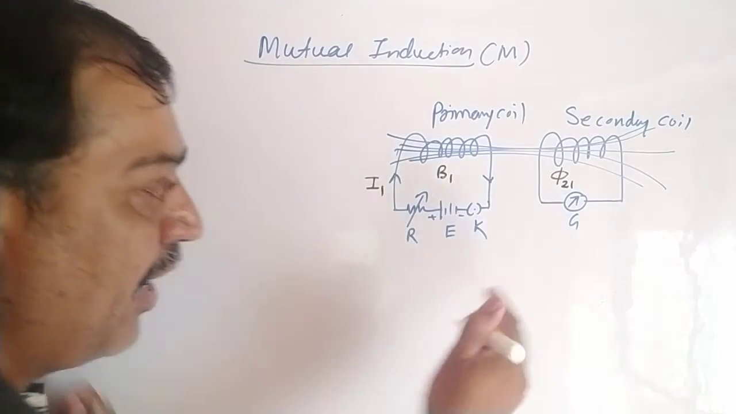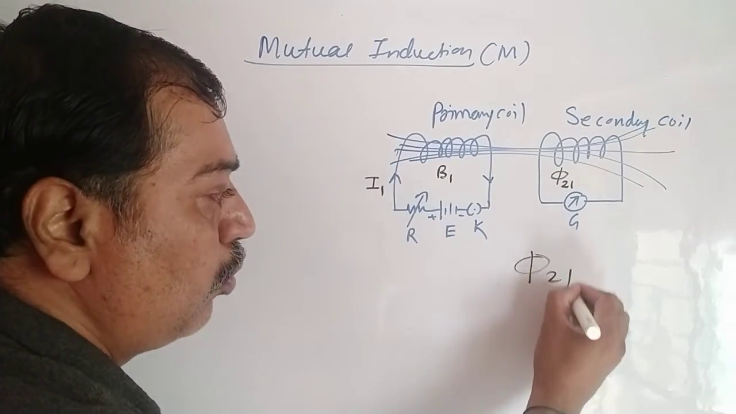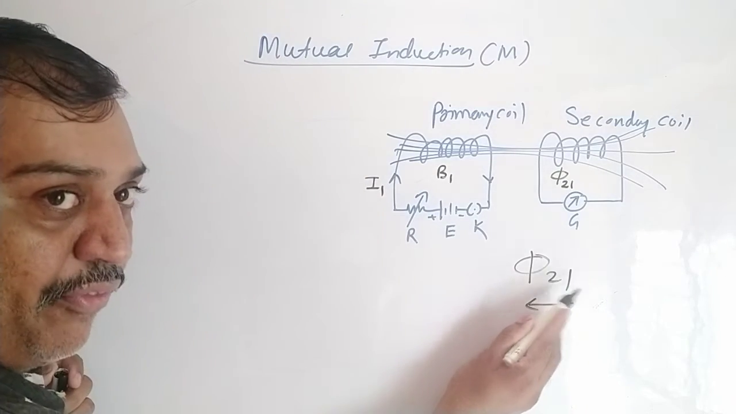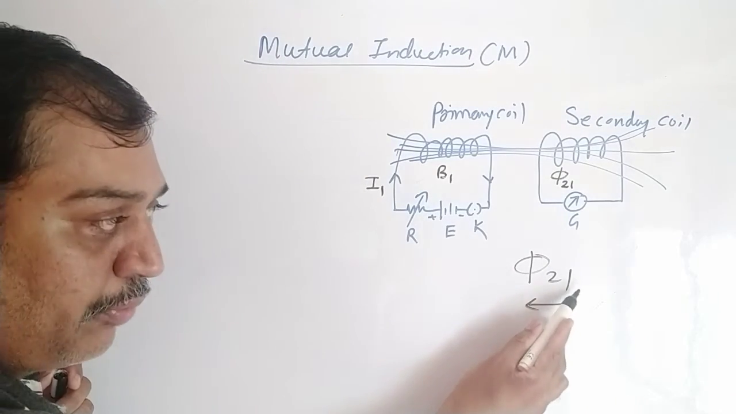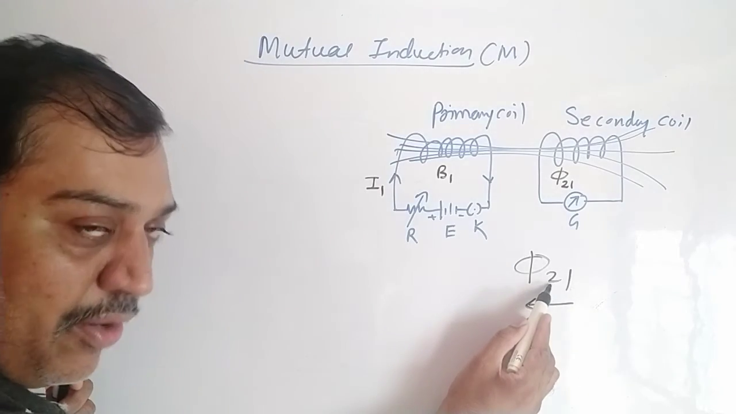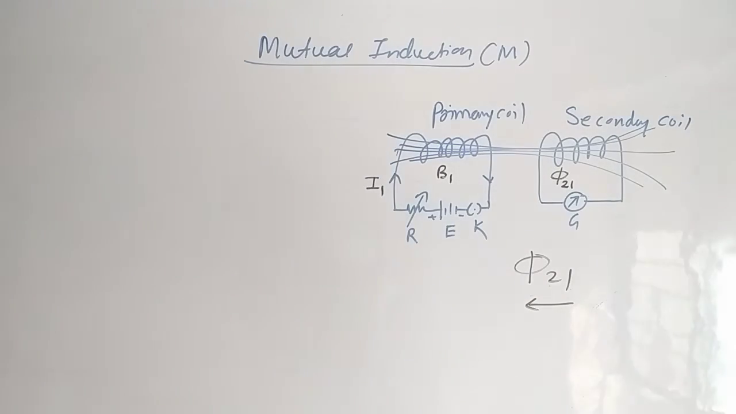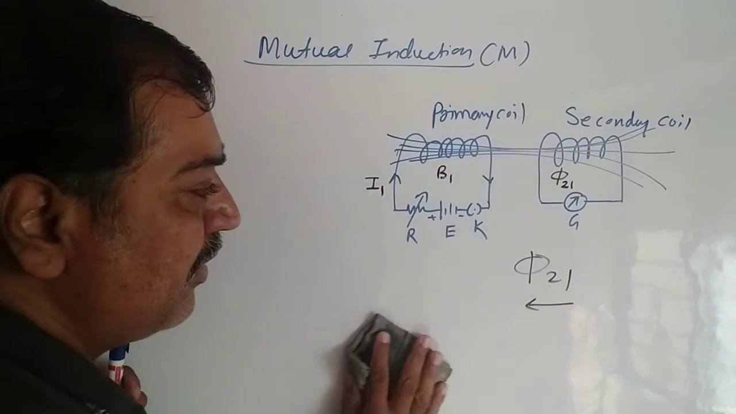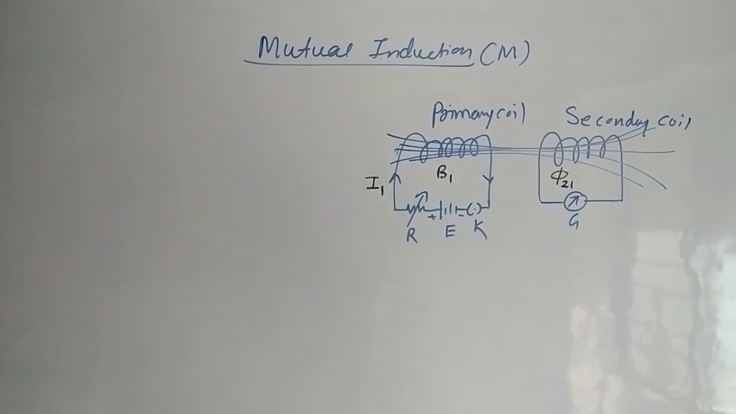So like this I will write φ21. Current in the first induces an EMF in the second. The current flowing from the first coil produces a magnetic flux in the second, 1 to 2, like this. So that is nothing but a part that we have learned. Here φ21 is the magnetic flux produced in the secondary coil.